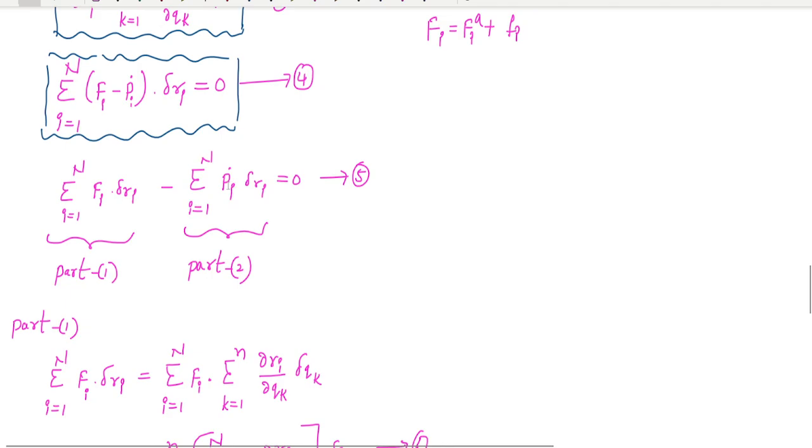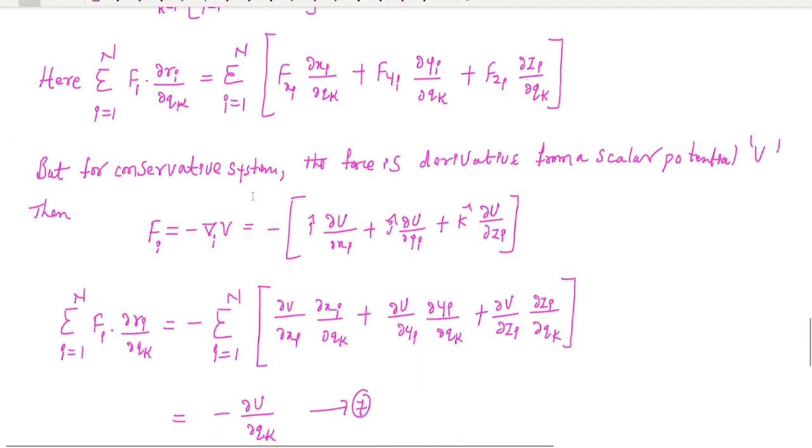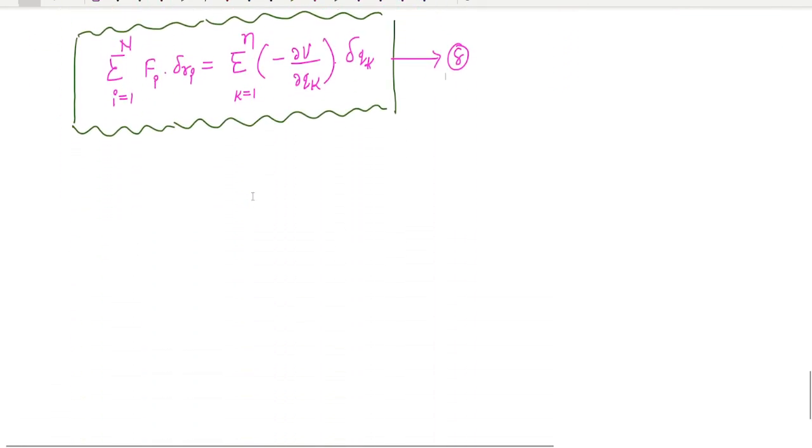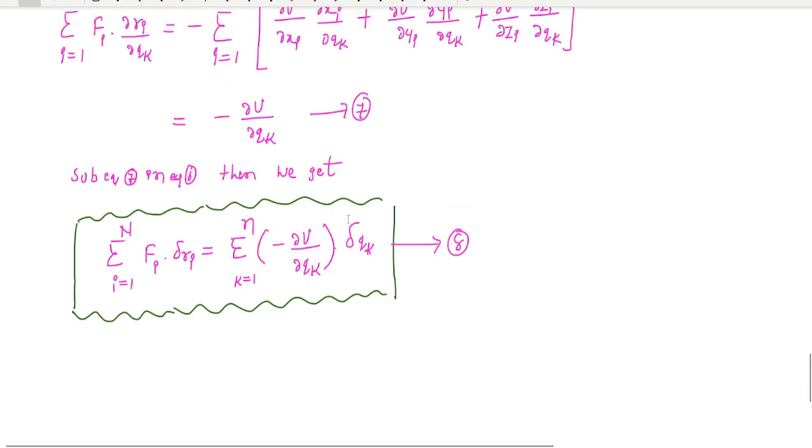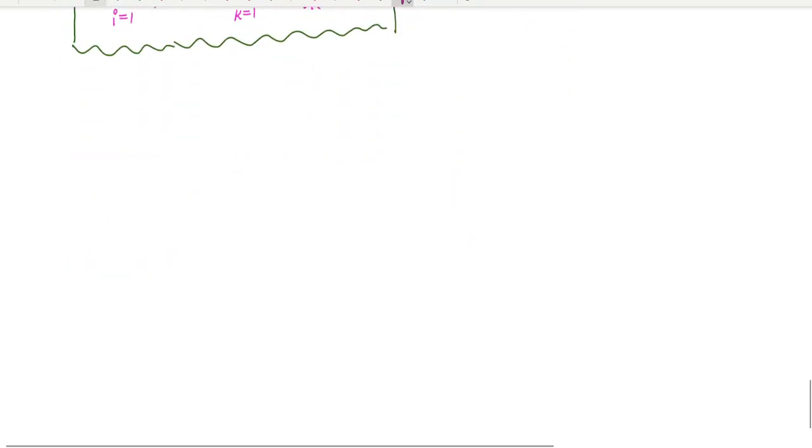Okay, easily. P dot delta R. I'm solving part 2. This is our part 2 term: summation i equal to 1 to capital N, rate of change of momentum P dot delta Ri. So use the virtual displacement delta Ri value.